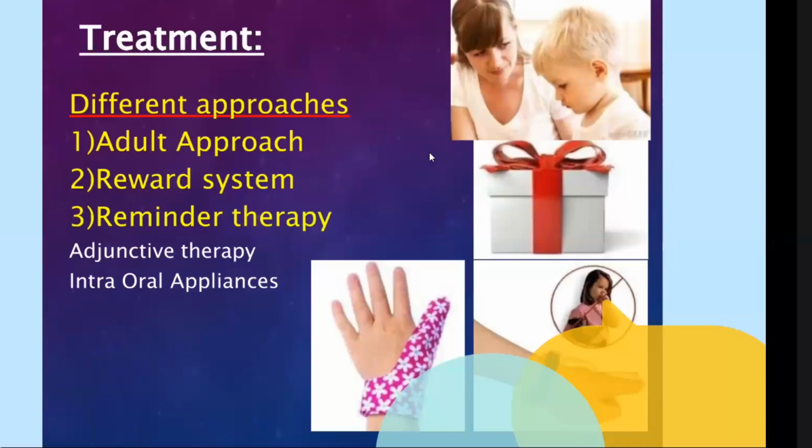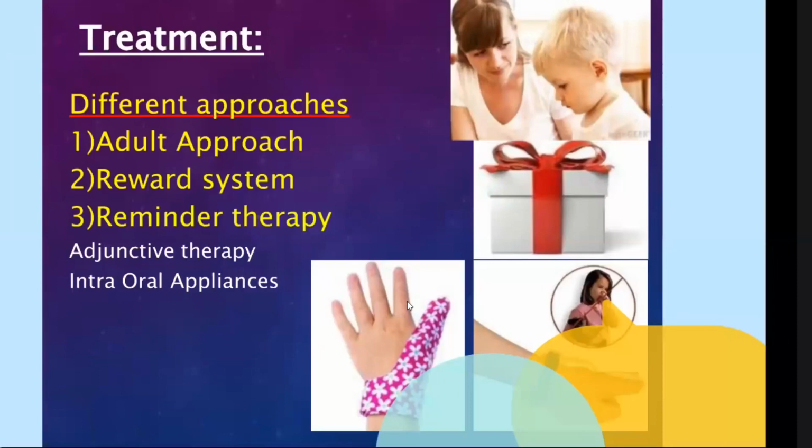You will be rewarding the child for the stoppage of the habit, that is by positive reinforcement. And then you will be practicing the reminder therapy. Reminder therapy means that you will be assisting the child by certain reminders. So how can you remind the child? By some extra oral gadget, by adjunctive therapy.